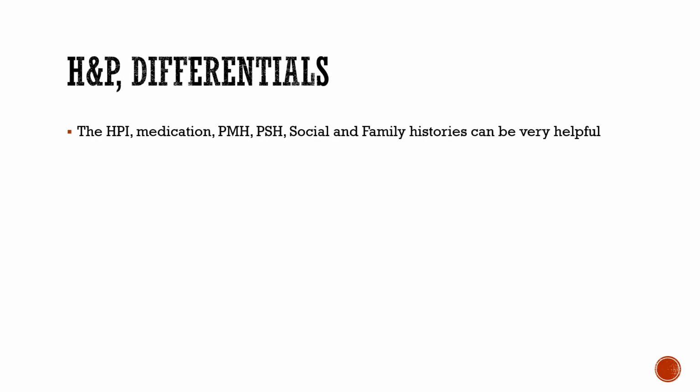Get a thorough history, including the medications, the past medical and surgical history, and social and family histories. These can be very helpful. Do a good focused exam of the abdomen and include the heart and the lungs always. Look over the diagnostic reasoning algorithm for heartburn and dyspepsia for diagnostics and differentials.